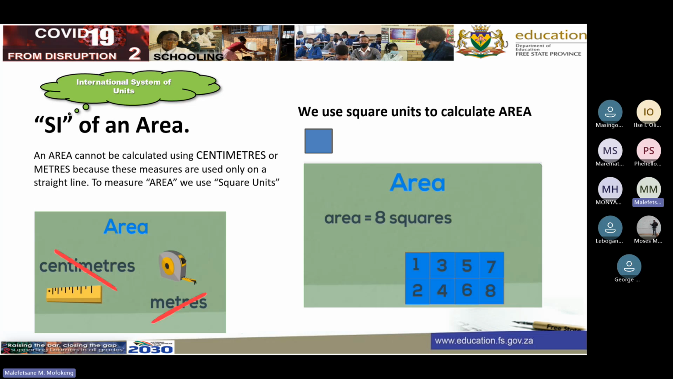The area of that rectangular shape, it is how many squares? We can count them: 1, 2, 3, 4, 5, 6, 7, 8. There are 8 squares inside that rectangle.